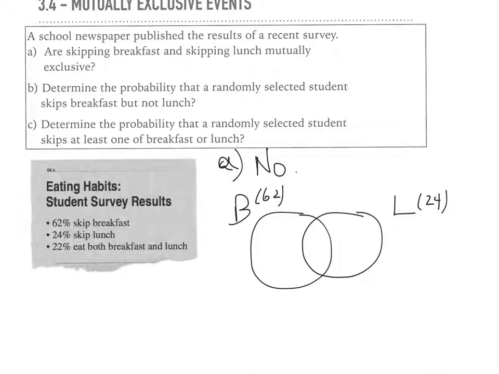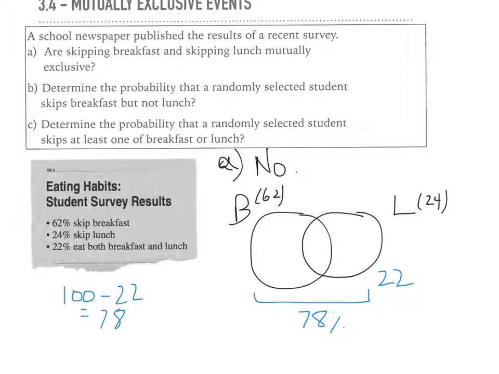Now then, where would the 22 go? What I would expect to have happen here is for students to make a mistake and put the 22 in the middle. But these students aren't students who skip both, it's people who eat both, so they skip neither. So the 22 actually goes outside, which is a little bit tricky. What it means is that the middle part has to add up to 78, because that's what's left over. So remember, the way we get that is 100 minus 22, which gives me that 78.